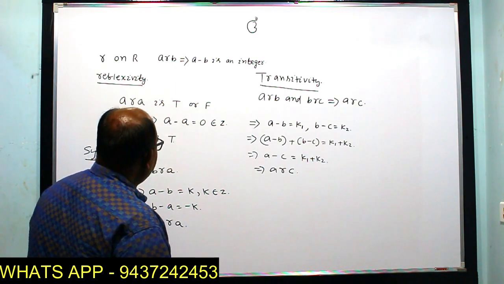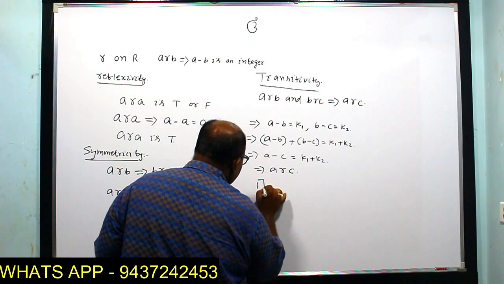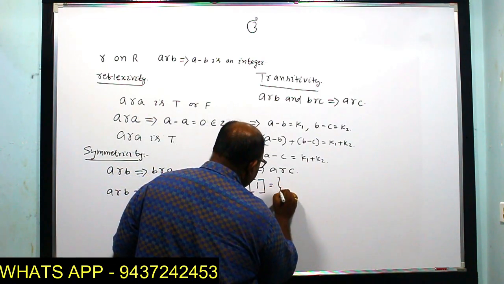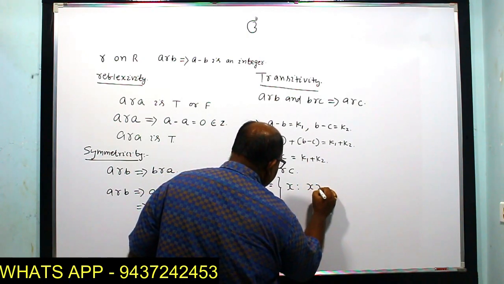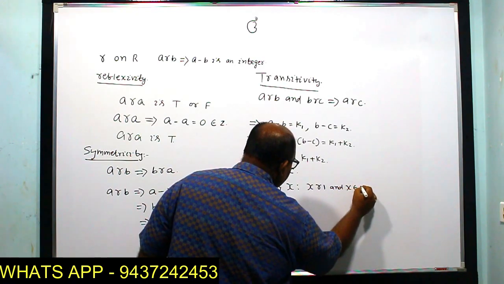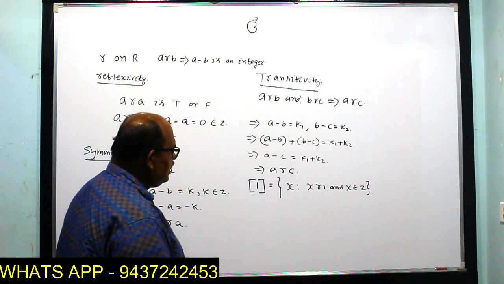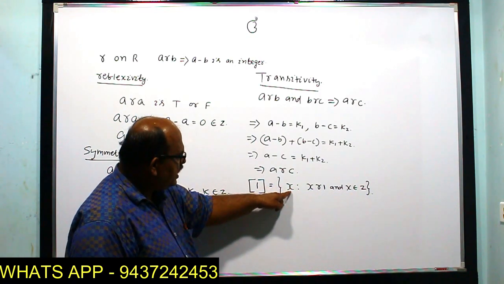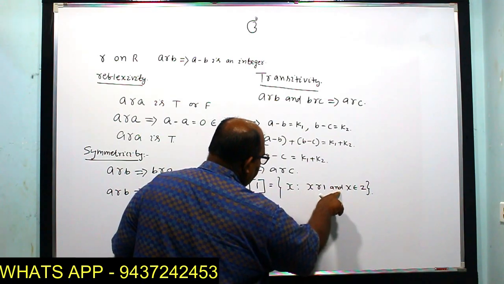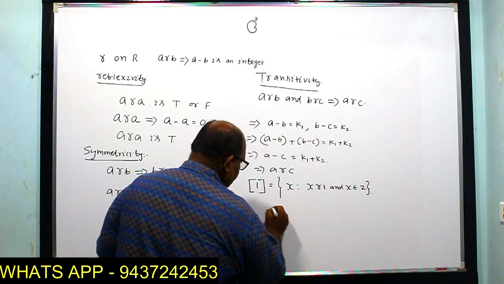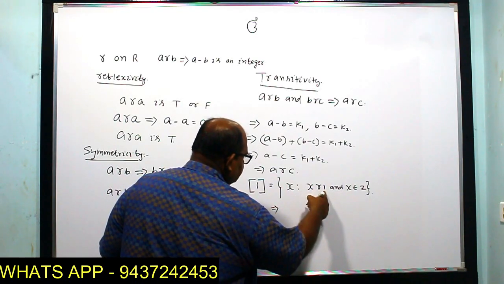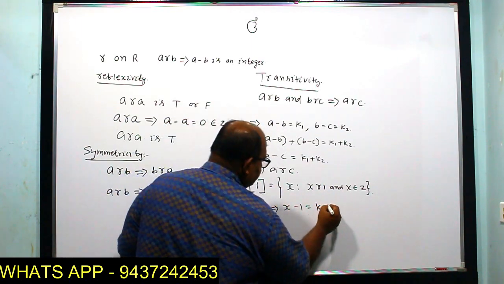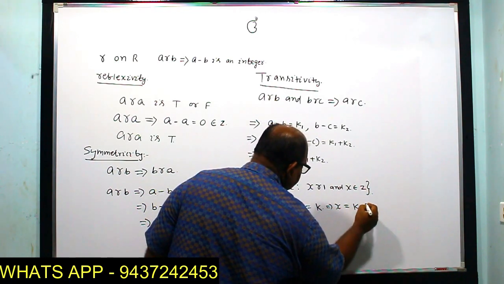Now in this relation, we have to find the equivalence class of 1. Equivalence class of 1 is equal to a set containing elements X such that X related to 1 and X belongs to Z. This implies X related to 1 means X minus 1 is equal to an integer K, where K is an integer. This implies X is equal to K plus 1.